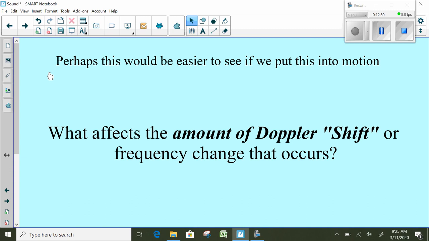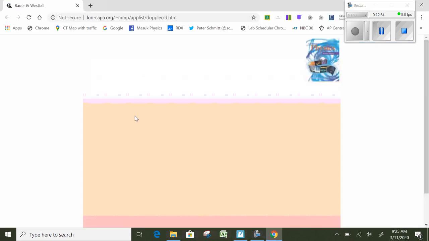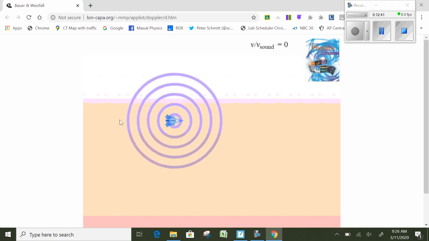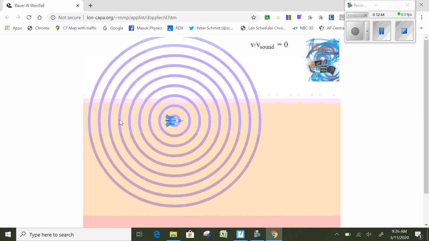Now, this is one animation to make it clear. And again, I apologize. This video is going to be a little long, so you may have to stop and take a little break. But this is a simulation of the Doppler effect. If I click on here, here's a jet airplane, and the jet airplane is making the sound of its engine.